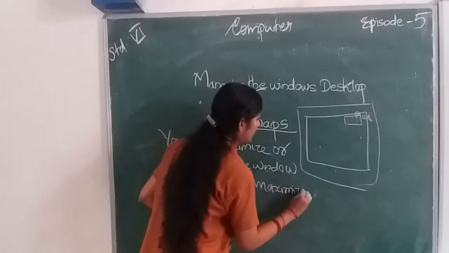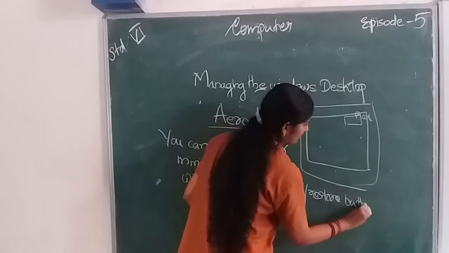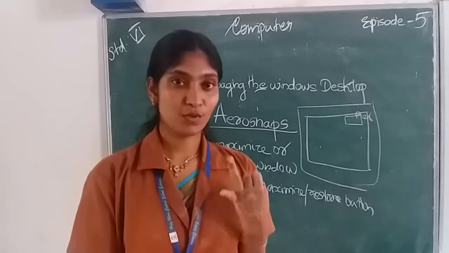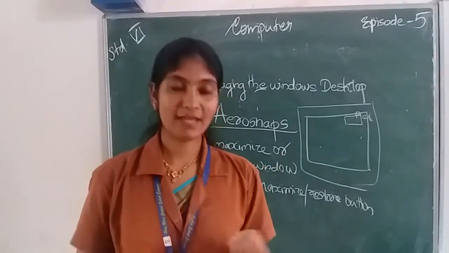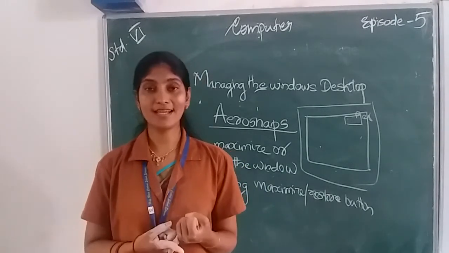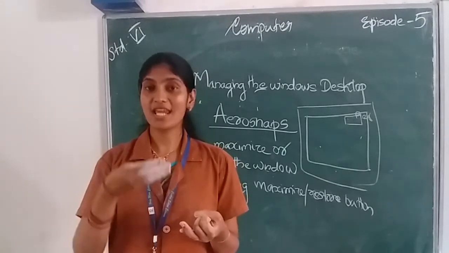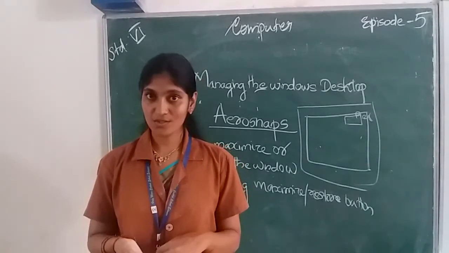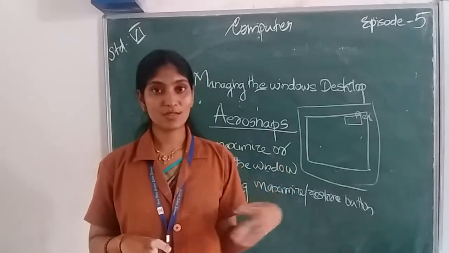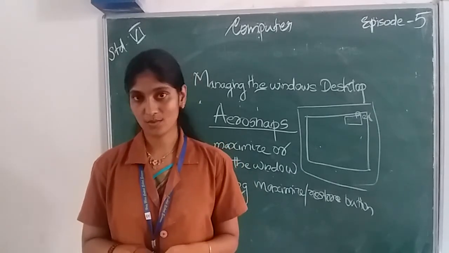Maximize or restore button. So this is Aero Snap. First is Aero Peek, second is Aero Shake, and third is Aero Snap. Aero Peek allows you to see the applications placed on the desktop behind all the windows. Aero Shake allows you to shake a window to minimize all other windows except the window that you are shaking. And Aero Snap lets you restore or maximize the window without using the maximize or restore button.